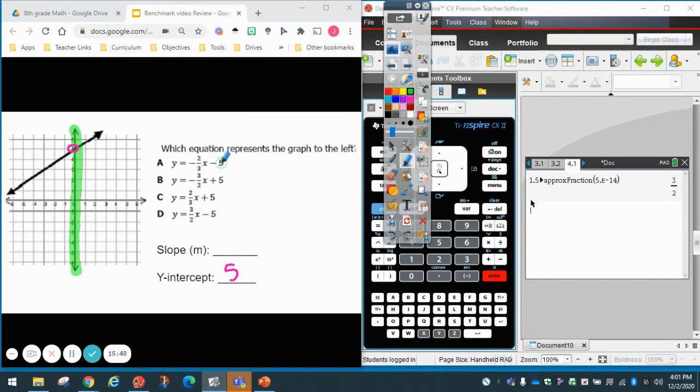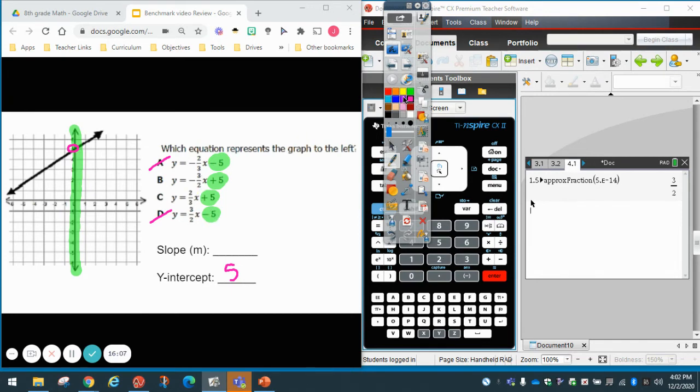So let's look at all of the answer choices. My y-intercept is the number with no letter. So this has no letter, this one has no letter, this one has no letter, and this one has no letter. So which one of these has a plus 5? B and C. So letter A is out because I have a minus 5, and letter D is out because I have a minus 5.